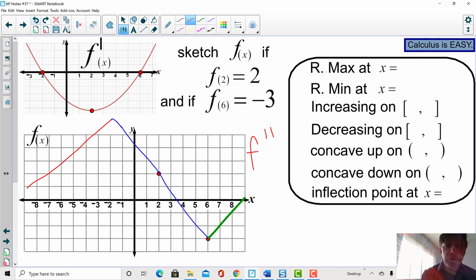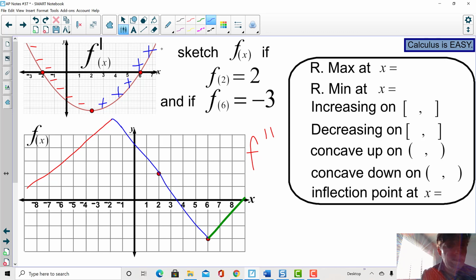Now remember, f double prime is just the derivative of f prime. So I need the derivative of f prime. Now the derivative of f prime is just going to be the slope of f prime. Now you can see the slope of this graph is going to be negative until you get to x equal to 2. Then the slope of this graph is going to be positive afterwards.